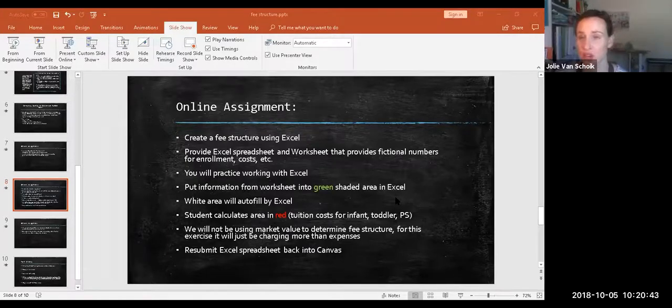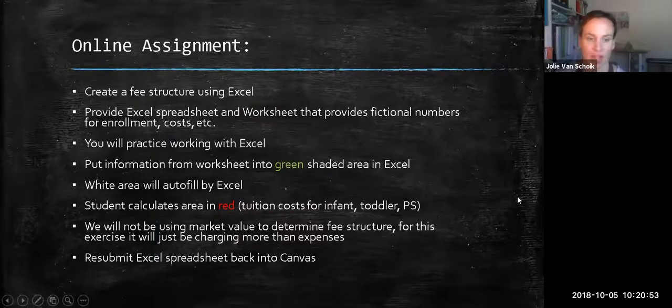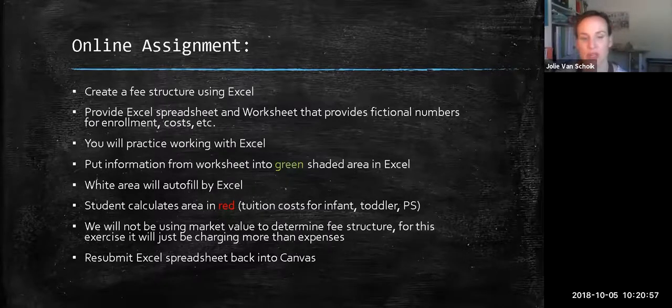So fee structure is another word for tuition. So how much are you going to charge the parents? So once you're done with that, save the Excel spreadsheet and resubmit it back into Canvas so I can take a look at it.